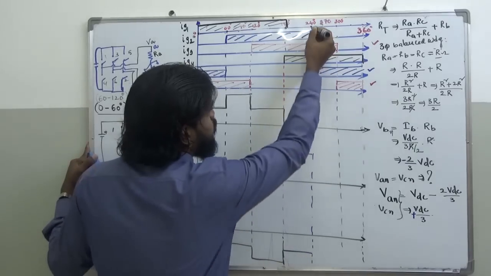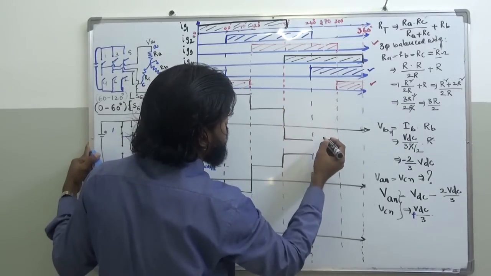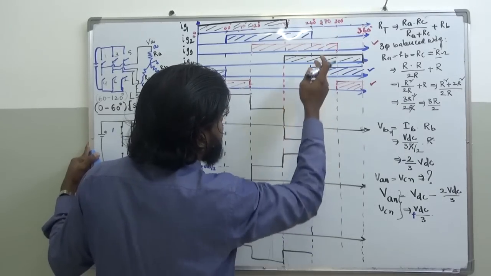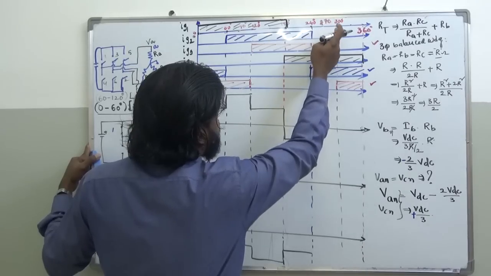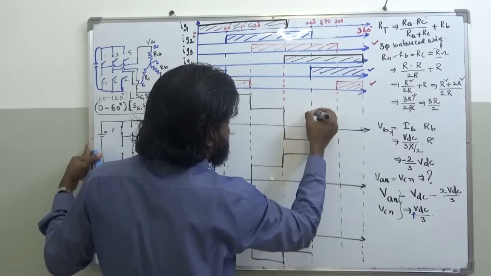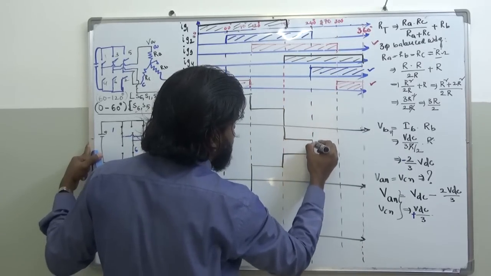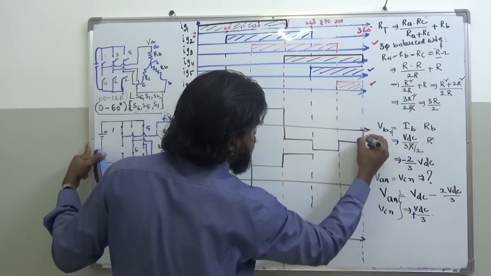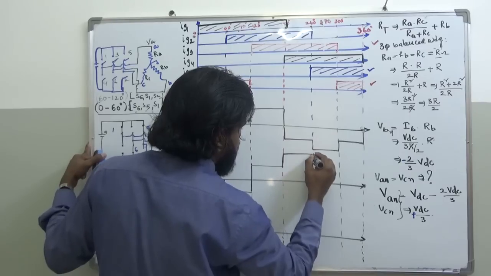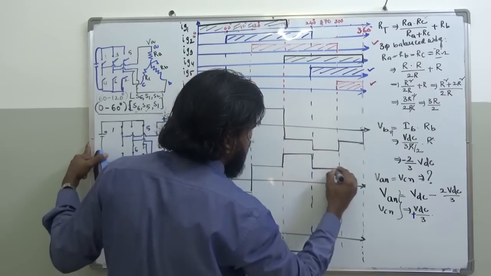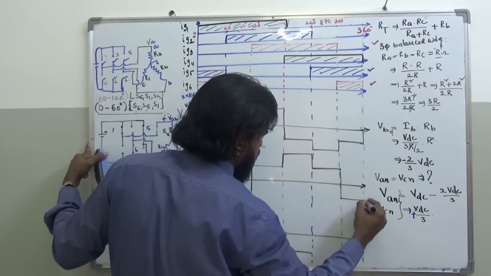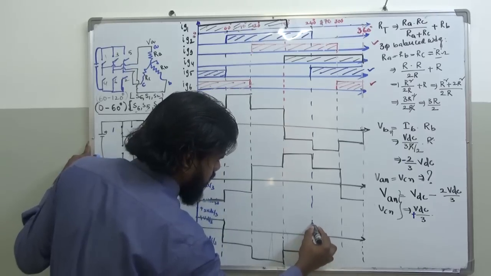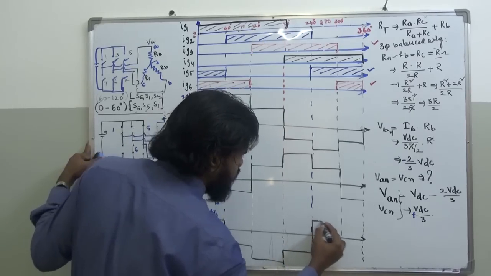And then from 240 to 300, how much is it going to be? Plus 60, right? That's 300. So you're going to get a minus 2 VDC by 3, and then it is going to be filled finally. Now this is going to be like this, right? If you plot it, you're going to get it like this, my dear.